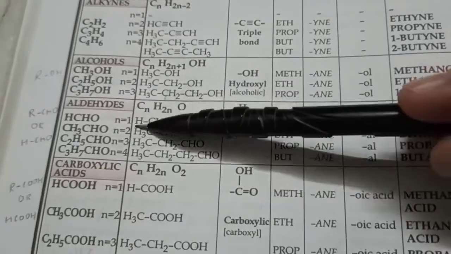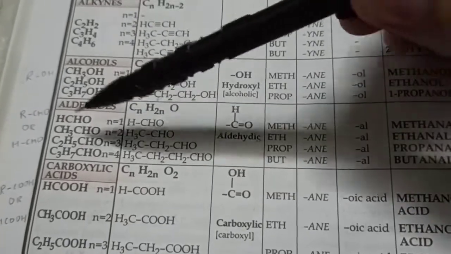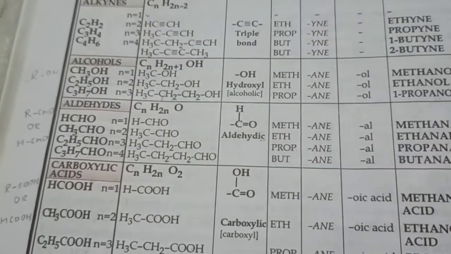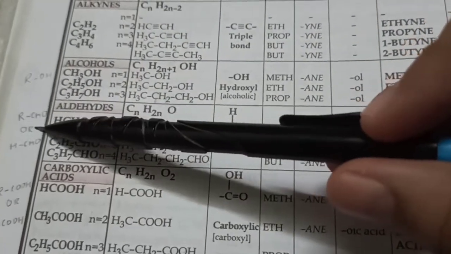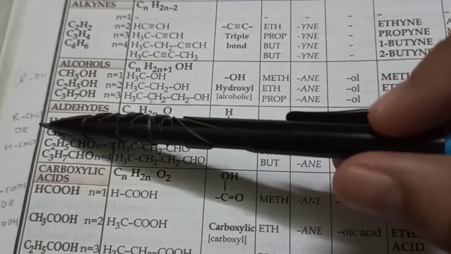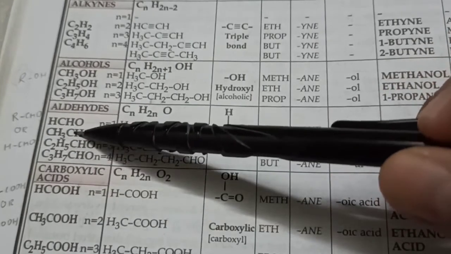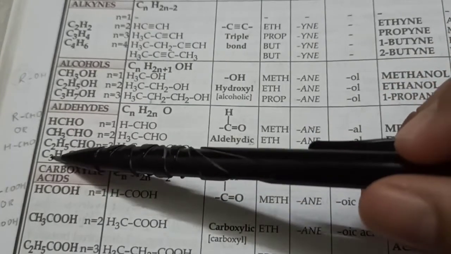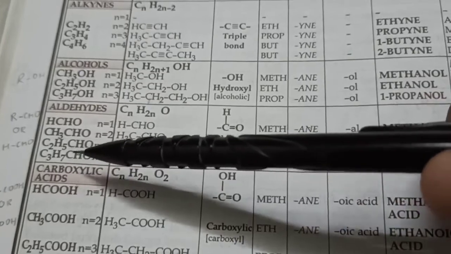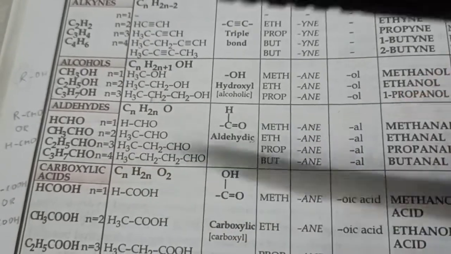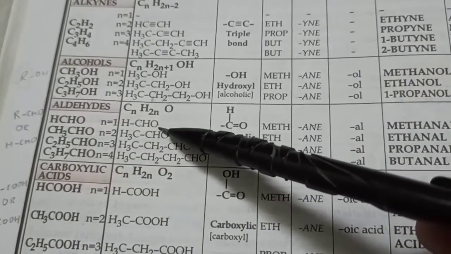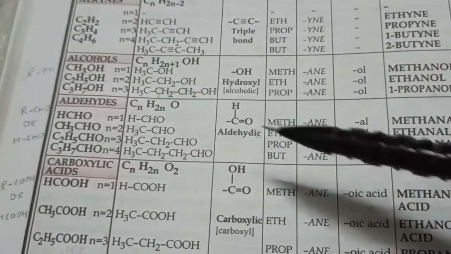Next we have aldehydes. So I like to remember it like RCHO. You take any R that is an alkyl group and just add one CHO to it. For example, you take methyl and add CHO. Ethyl, add CHO. Propyl, add CHO. Or you can just take hydrogen and add CHO to it. What is the name of the first one? Methanal. Why methanal? Because one carbon atom.